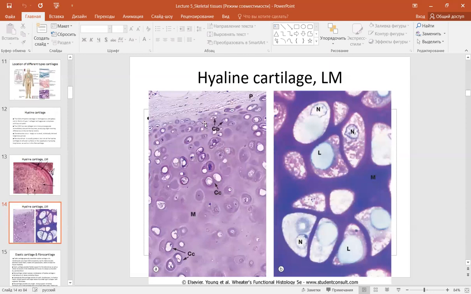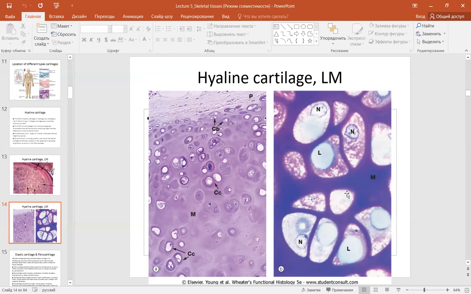Here you have another high magnification of the perichondrium and cartilage, isogenous groups of cells located in lacunas. Territorial matrix is surrounding chondrocytes, and the interterritorial matrix is located between the isogenous groups of chondrocytes.